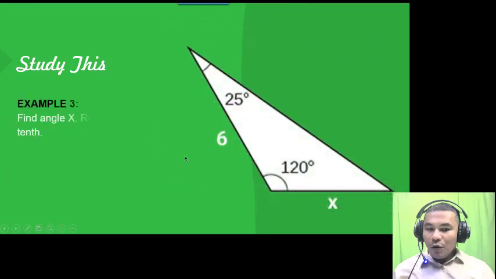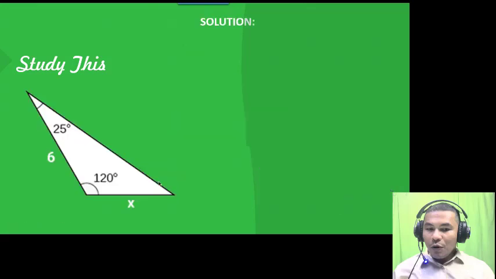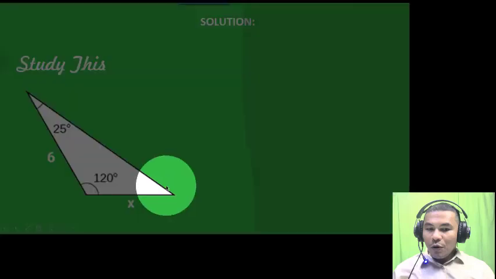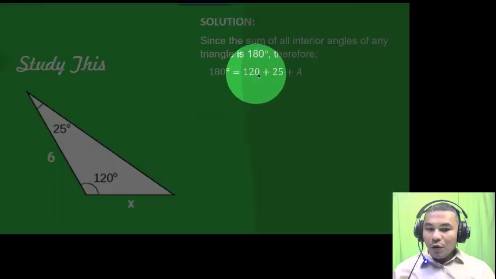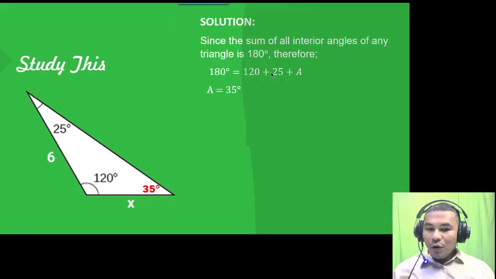Now, let's have another example. This example is a little bit tricky. Two angles are given and one side. Let's solve this. Before doing a proportion of the known and unknown sides and angles of this problem, we will first find this angle. How do we do that? Since the sum of all interior angles of any triangle is 180 degrees, therefore we can easily get this angle by simply adding all the known angles and subtracting it from 180 degrees, and that gives us 35 degrees.